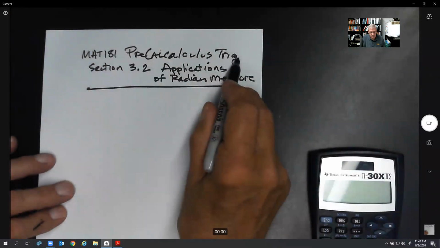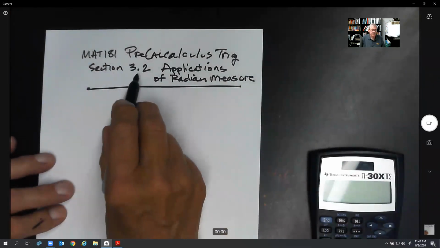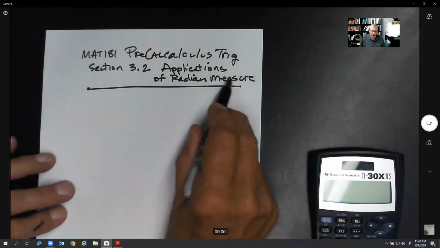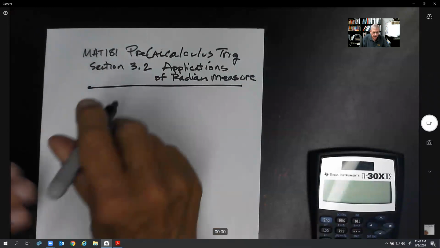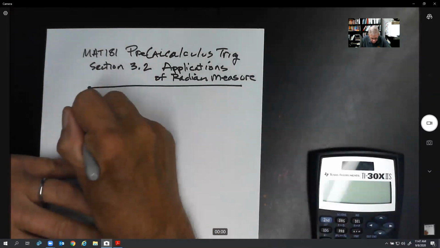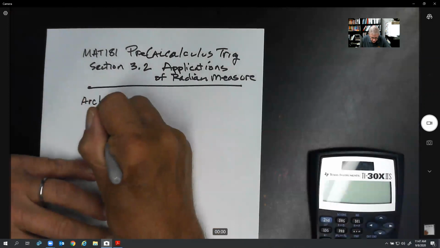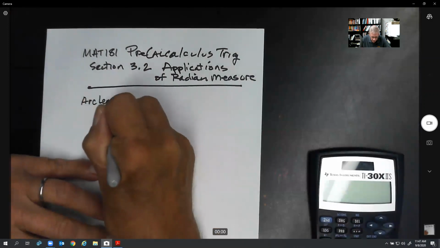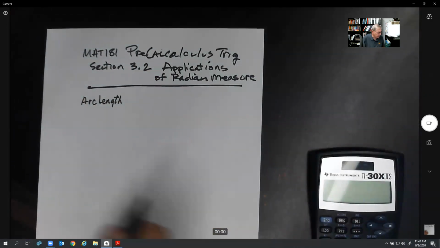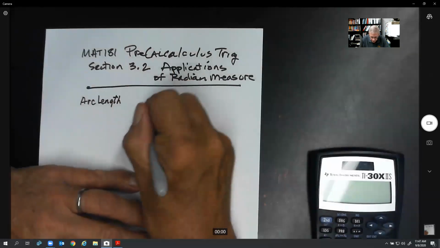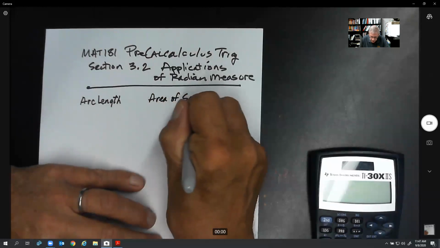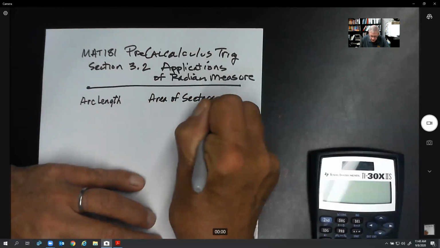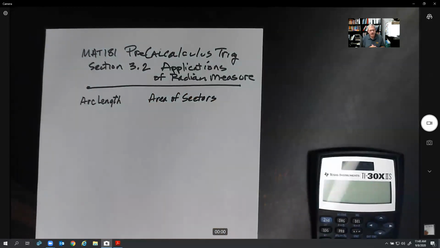Math 181 pre-calculus trig, section 3.2, applications of radian measure. In this section, we're going to talk about two things: the arc length of a circle, how to develop and find it, and the area of sectors of circles. So there are two main things we're going to discuss: arc length and variations on that, and area of sectors in a circle.